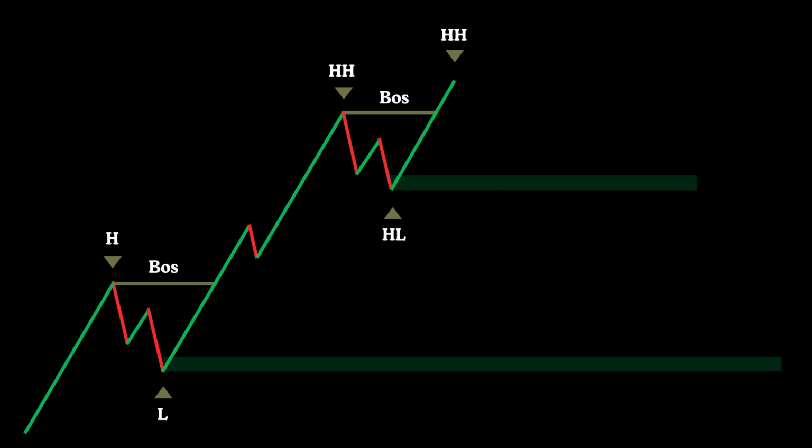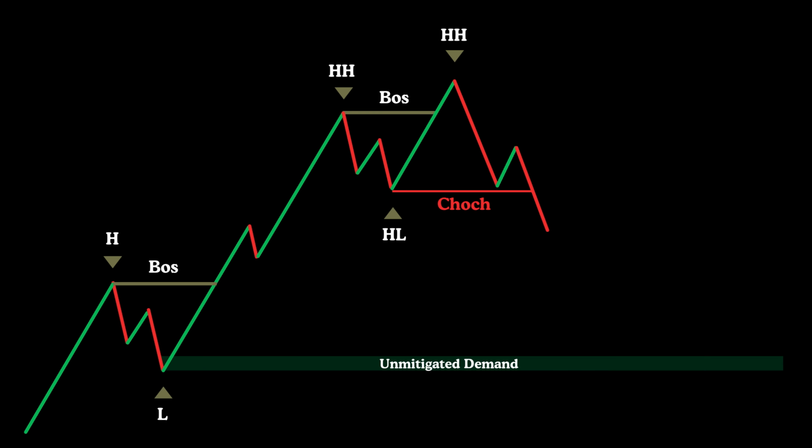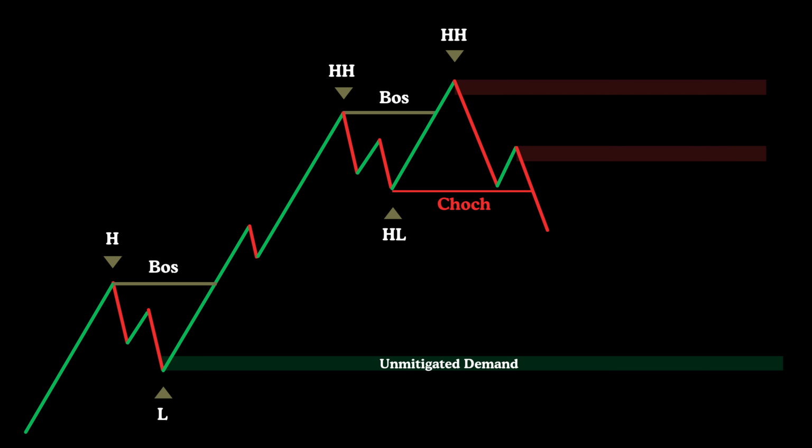Picture the price advancing in an uptrend, forming a sequence of higher highs and higher lows. Each time the price breaks structure upward, a demand zone is created. These demand zones stay unmitigated until the price comes back to them, offering a solid chance to follow the trend. But if the price drops below a demand level, creating a change of character, it signals that supply has now taken control over demand and the market has developed valid supply zones.